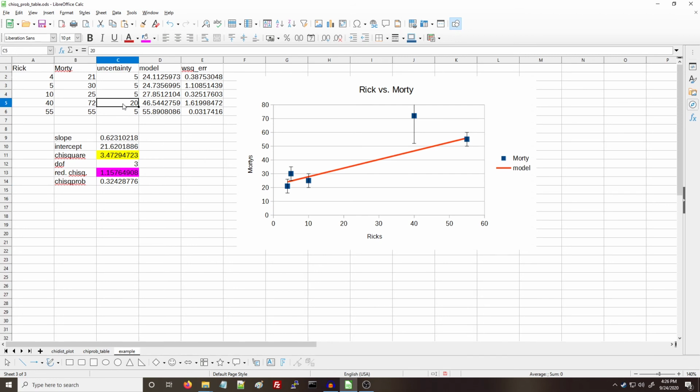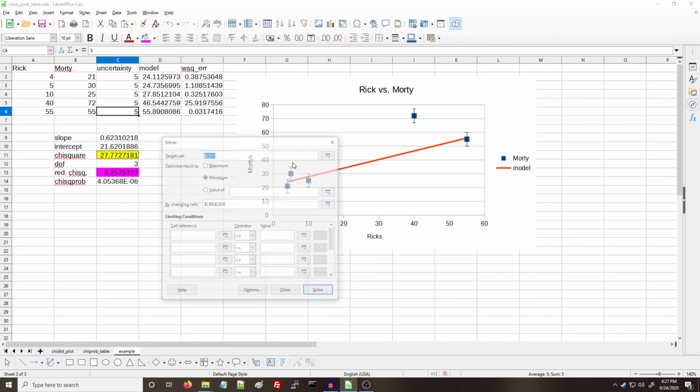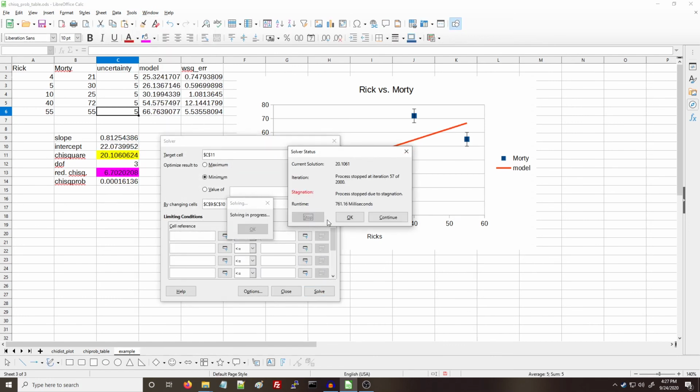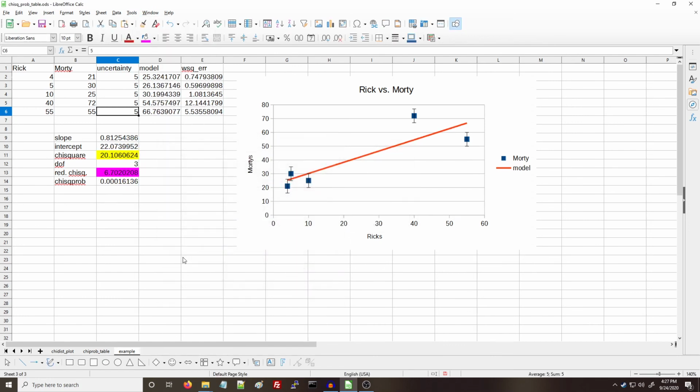If we go back to our original data set with equal uncertainties, and then use the solver to minimize the chi-square and get the best fit, we see that our chi-square probability is less than 0.02%. This means that at the 1% significance level, we can reject that this data is described by our model.